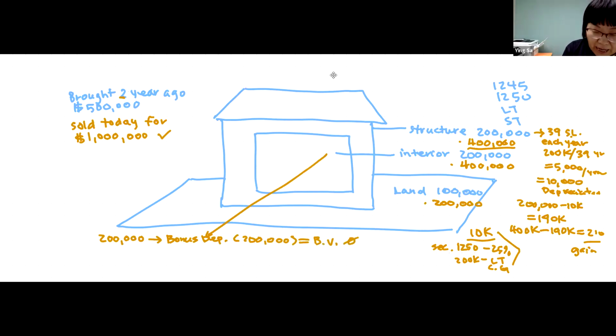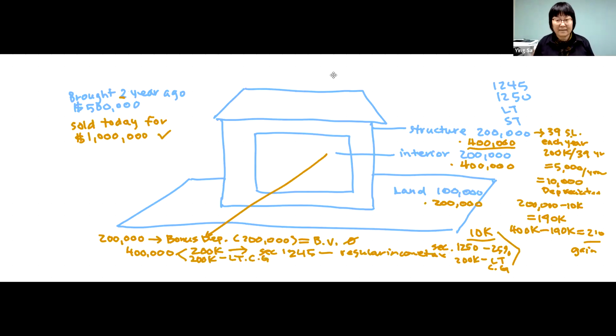Now, I had a $400,000 gain on here. So 200K is attributed to Section 1245. This is a regular income tax. So my other 200K is long-term capital gain. Make sense? That wakes up your thinking.